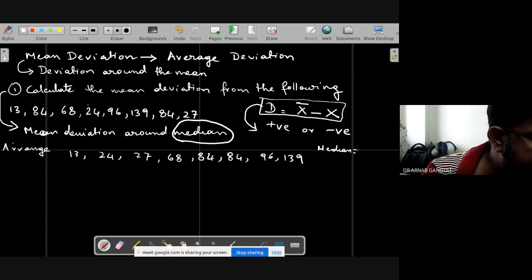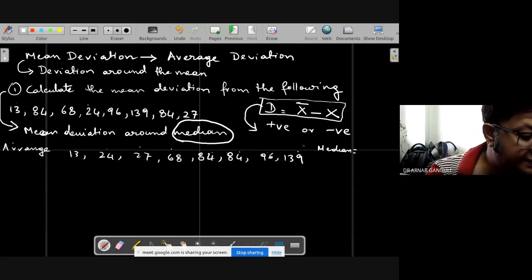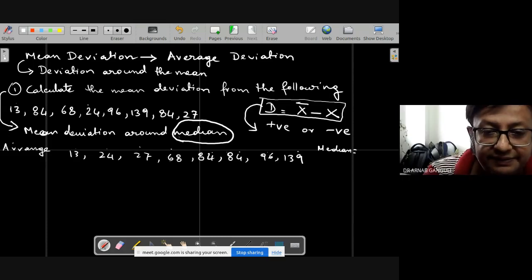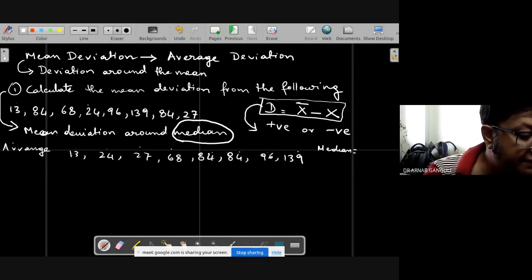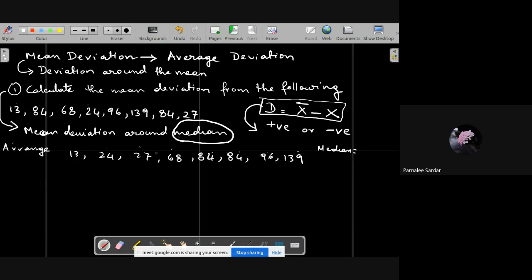কেউ বলতে পারবে মিডিয়ানটা কি হবে? How many values are there? 1, 2, 3, 4, 5, 6, 7, 8. 8 values are there. What is the even number? A median কি হবে? n plus 1 by 2. হ্যাঁ? What is the median value? কত নম্বর টার্মটা নিতে হবে? n plus 1 by 2. n plus 1, n কত? What is n? 8.